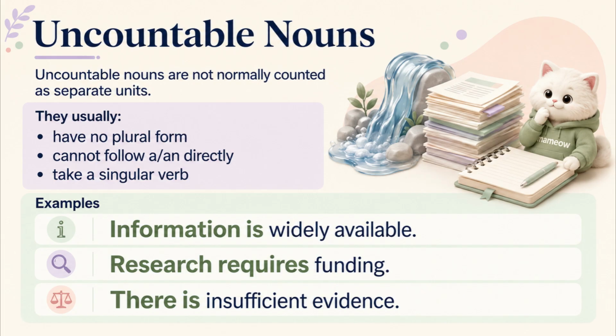Uncountable nouns normally take a singular verb. We say, information is widely available, research requires funding, and there is insufficient evidence. However, some nouns can be countable or uncountable depending on their meaning. We will examine those nouns later in this lesson.